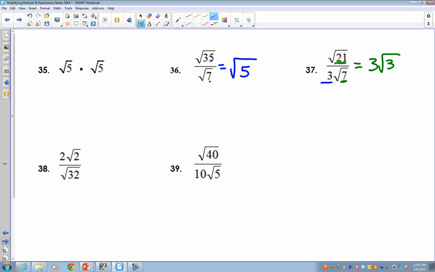Now, here, both are inside, the 2 and the 32. This is like a fraction. 2 over 32 can be reduced to 1 over the square root of 16. Now, we know what the square root of 1 is. Square root of 1 is 1. So now I'm just left with 2 times 1, which is 2, over the square root of 16, which we can also work out. Square root of 16 is 4. So 2 over 4 can be reduced to 1/2.